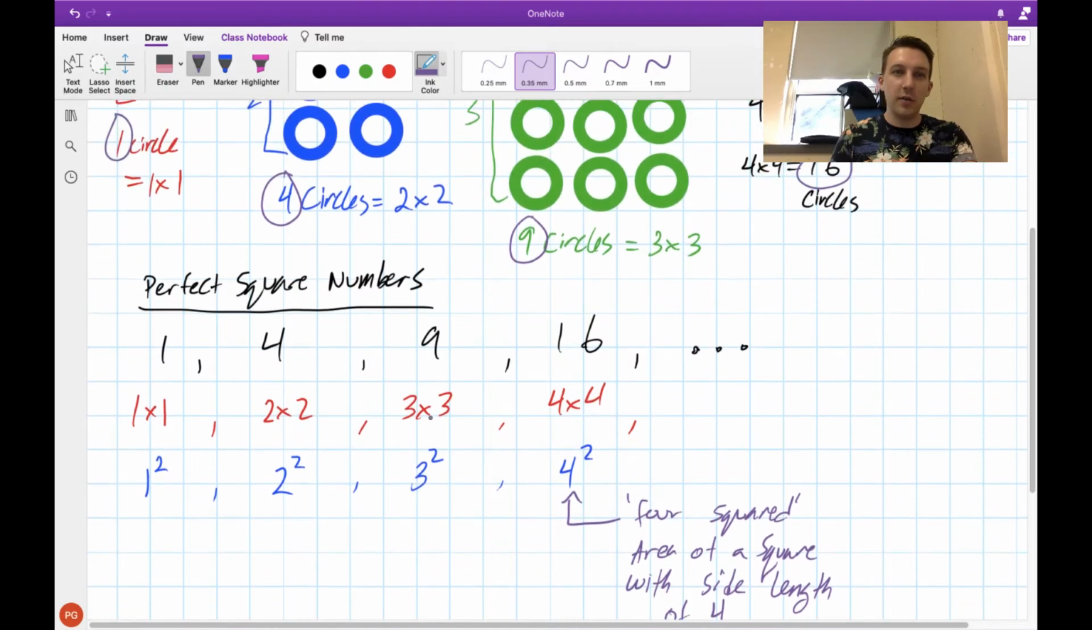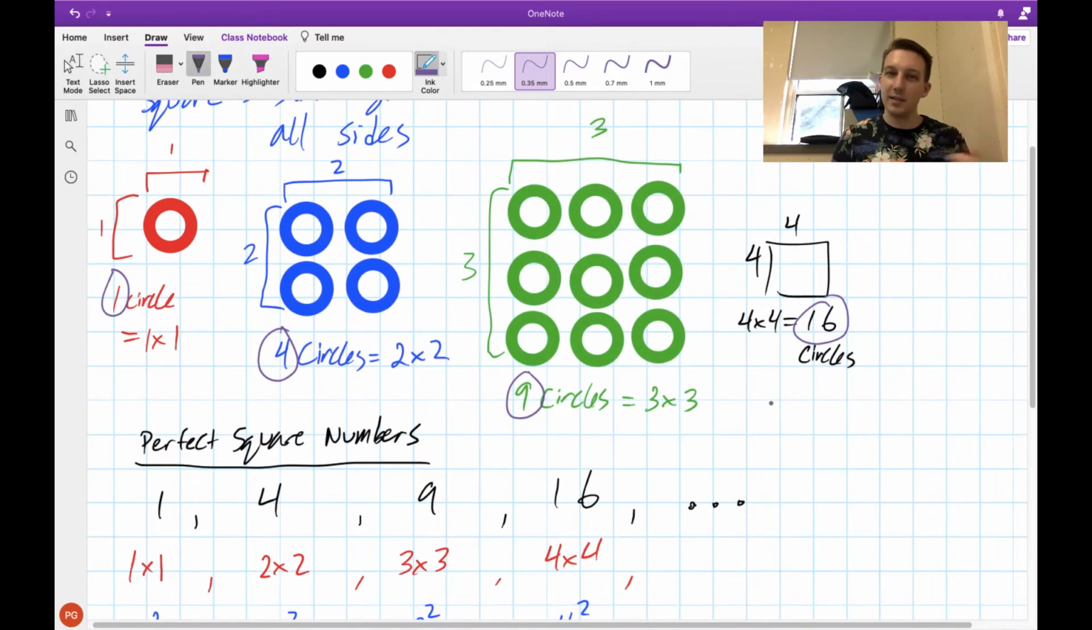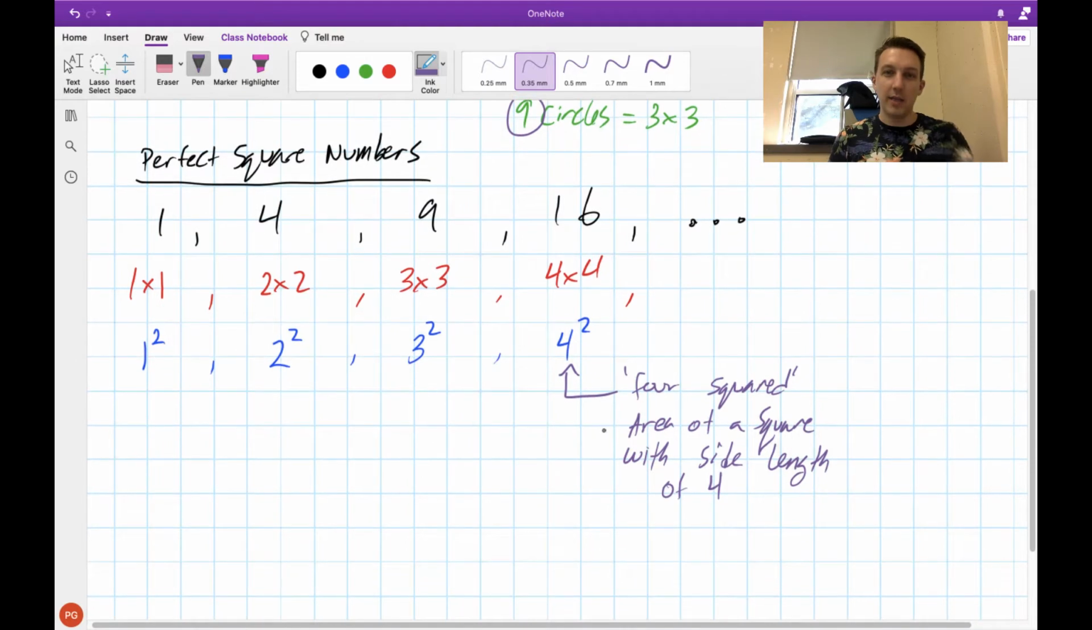And that's true for all of our perfect squares. The area of this square, 1 tall, 1 wide, would be equal to 1 times 1, base times height. Same thing over here, base times height, 2 times 2. Here, base times height, 3 times 3, and so on and so forth. So the number of circles inside is the same as the area. And so when we square the number, we get the area of a square with the side length of whatever number it is we're squaring.